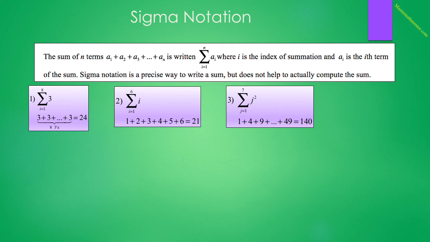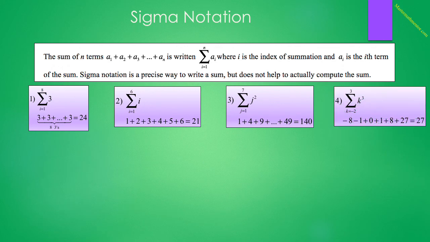Sigma j equals 1 to 7 of j squared is 1 plus 4 plus 9 plus ... plus 49. This is the sum of the squares of the numbers from 1 to 7, and our answer is 140. Sigma k equals negative 2 to 3 of k cubed is negative 8 minus 1 plus 0 plus 1 plus 8 plus 27, and the answer is 27. This is the sum of the cubes of the integers from negative 2 to 3.